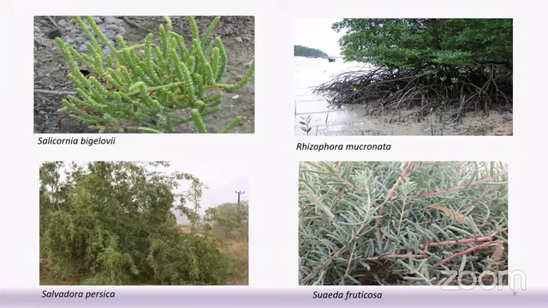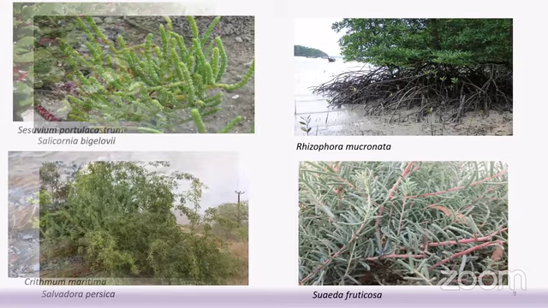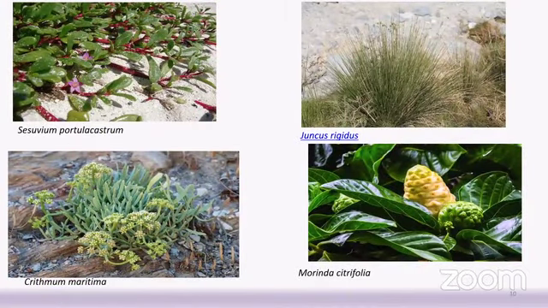So these were the classifications of halophytes on the basis of different parameters. Here are some pictures of specific halophytes like Salicornia, Rhizophora. This is the mangrove. Salvadora persica. This is found mainly in arid and semi-arid lands, and is a very salt tolerant tree. Then Suaeda, Sesuvium portulacastrum, Juncus, Chrysanthemum, Morinda. These are some examples. There are many halophytes, but these are pictures of some examples of halophytes.